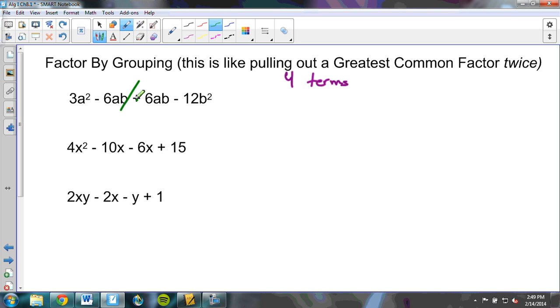I pull a GCF out of these. These both have a 3a in common. When I pull out a 3a, I'm left with a minus 2. Over here, these have a 6b in common, and it's positive, so I'm going to pull out a positive 6b. And I'm left with another.